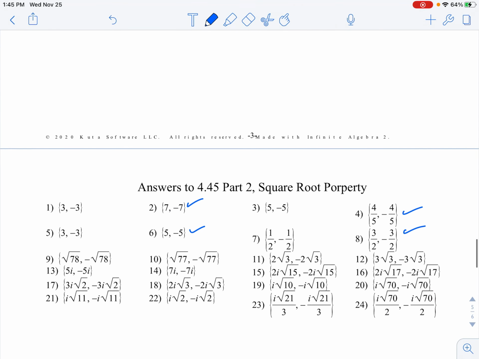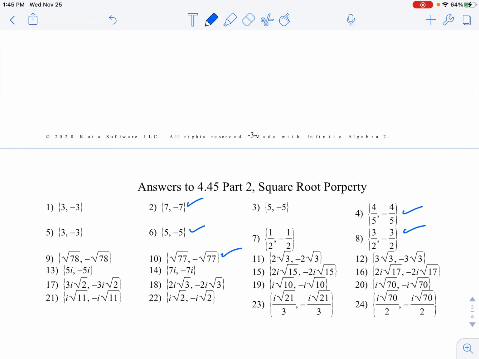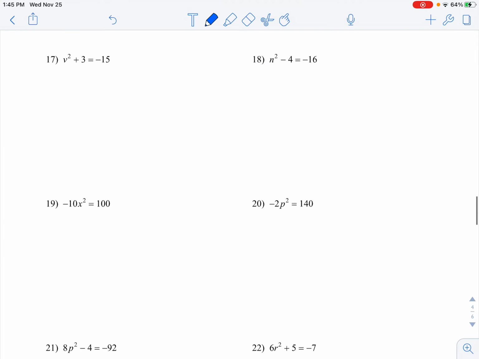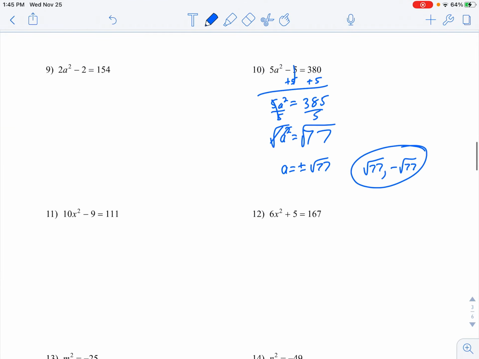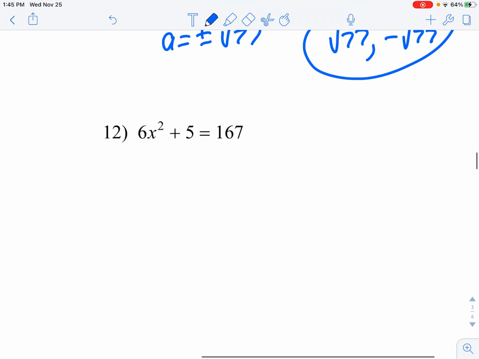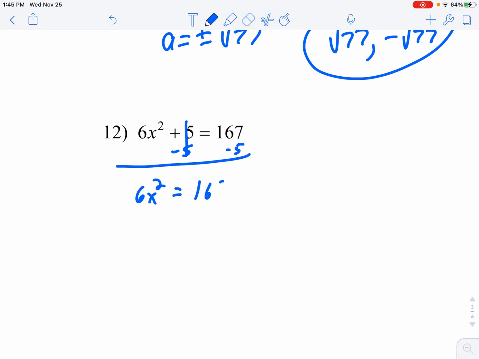See if that's right for number 10. And there it is. Sweet. Not so bad. Number 12. All right, I'm going to subtract 5 on both sides. 6x squared equals 162. Divide by 6.